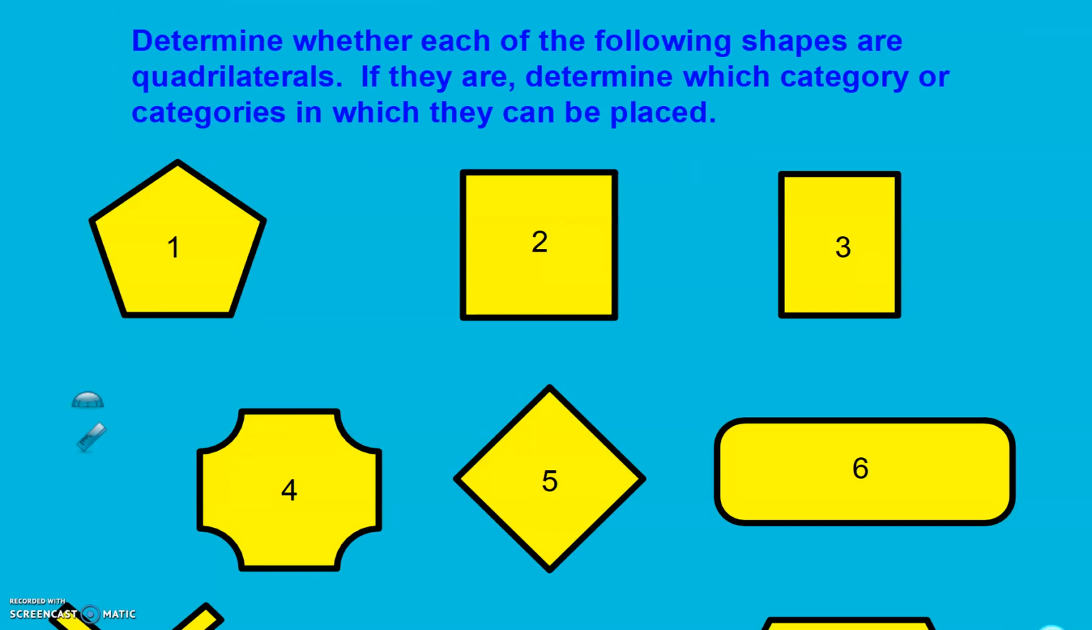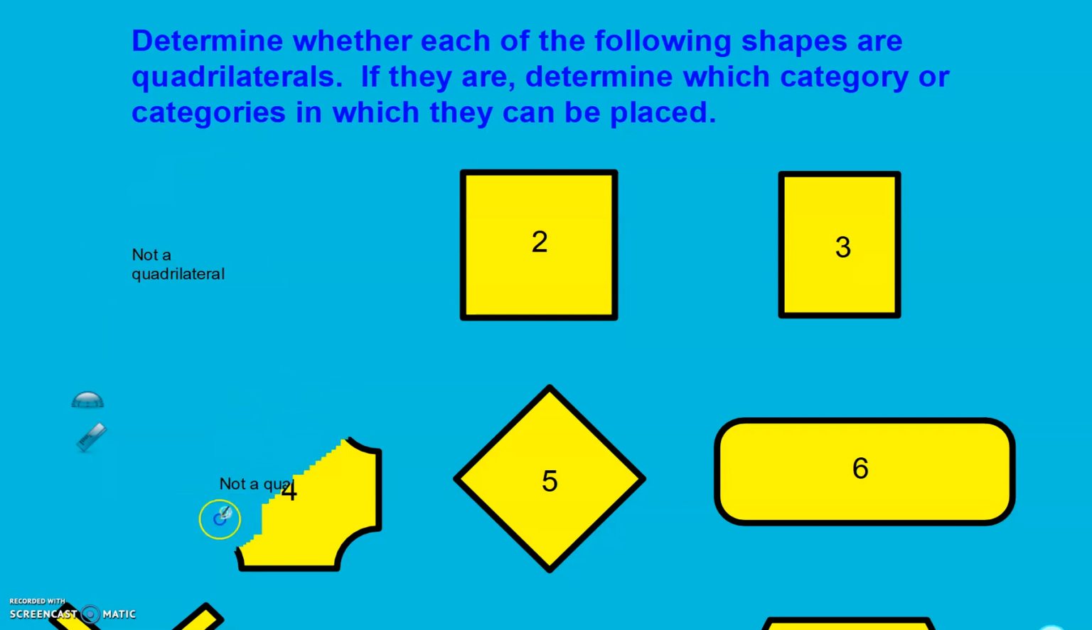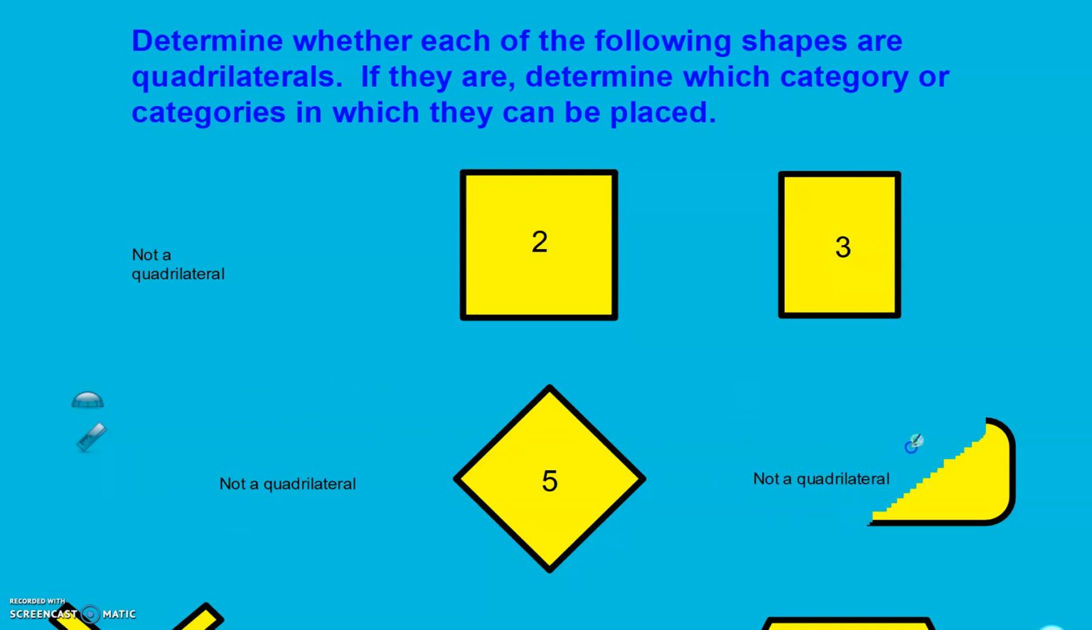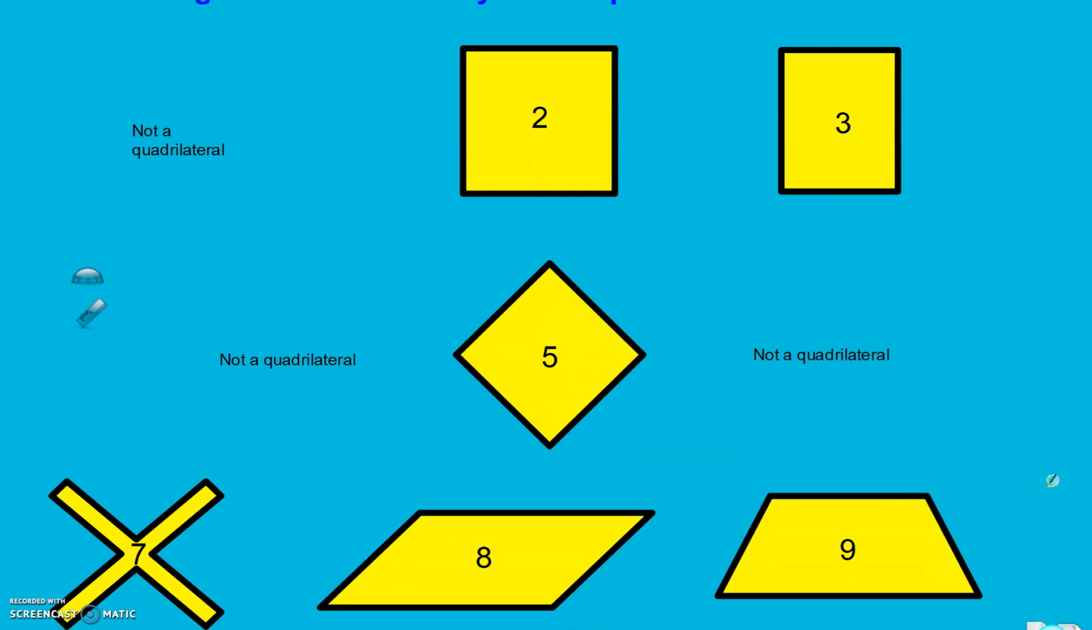So here, we're to determine which ones are quadrilaterals. If they are, determine which category or categories they'll be placed in. 1 is not, it has 5 sides. 4 is not even a polygon because of the curved sides. 6 has curved sides, so it's not a quadrilateral or a polygon. 7 has too many sides there, that's not a quadrilateral. And all the rest are.